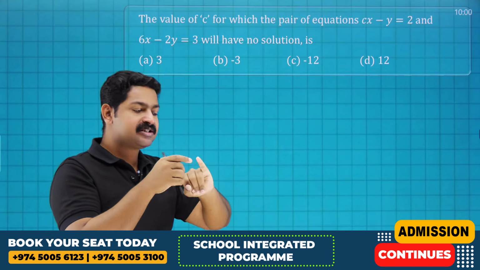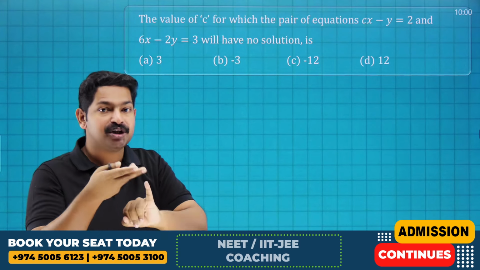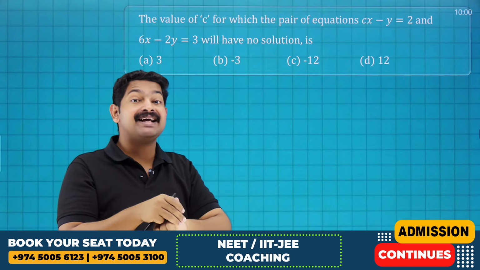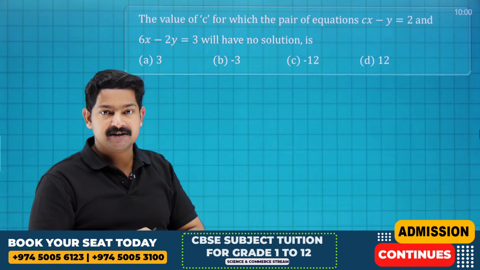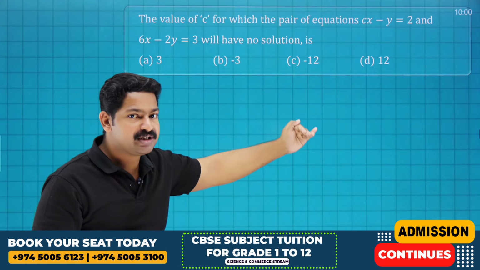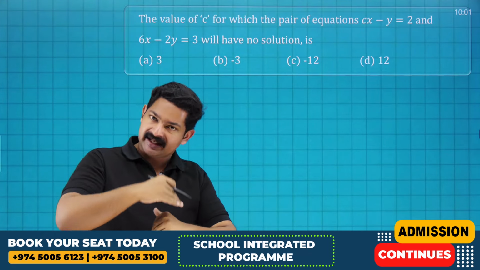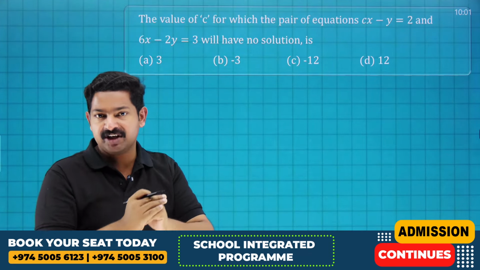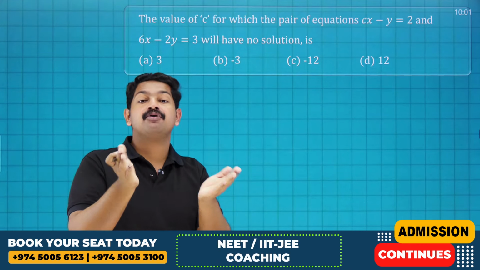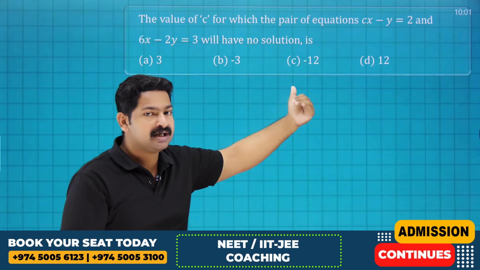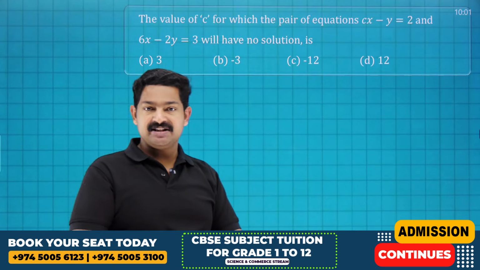The first condition is the pair of equations having a unique solution, where the lines are intersecting, or we can say the system is consistent. In that case, A1 by A2 is not equal to B1 by B2. And the second case: the system of equations is inconsistent, or we can say the lines are parallel, and therefore there is no solution. In that case, the condition is A1 by A2 is equal to B1 by B2, which is not equal to C1 by C2.